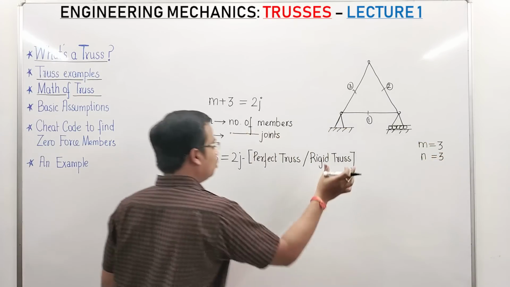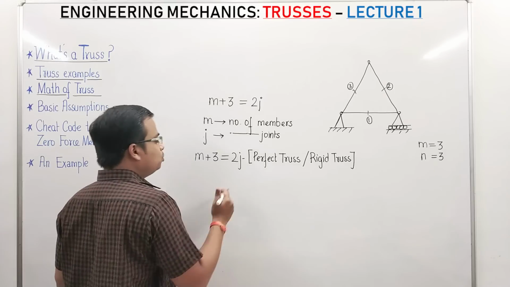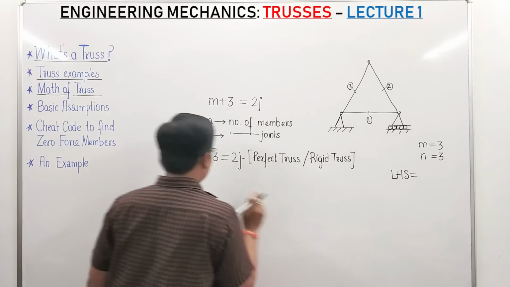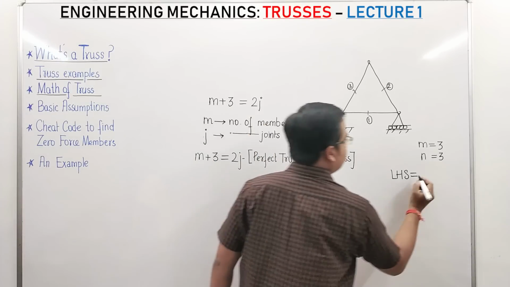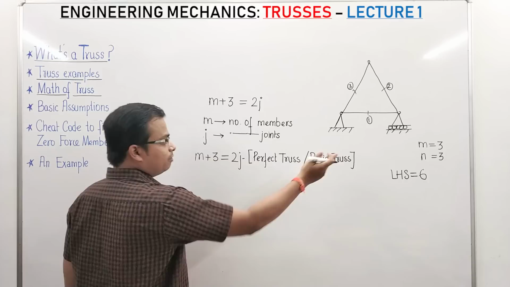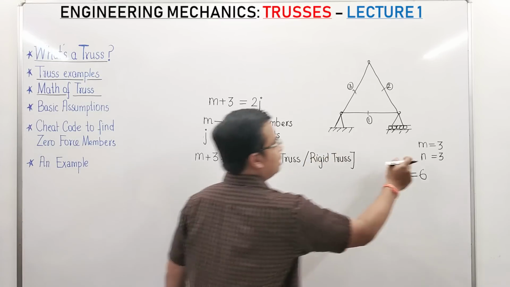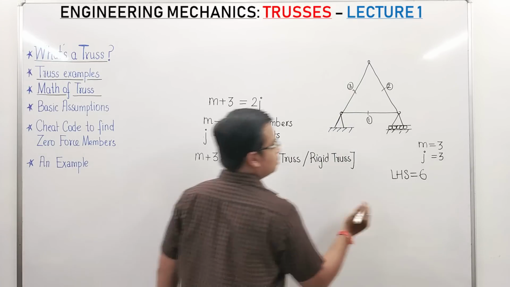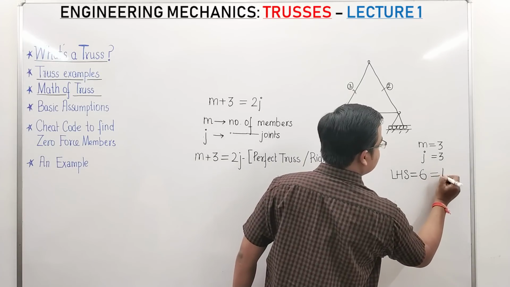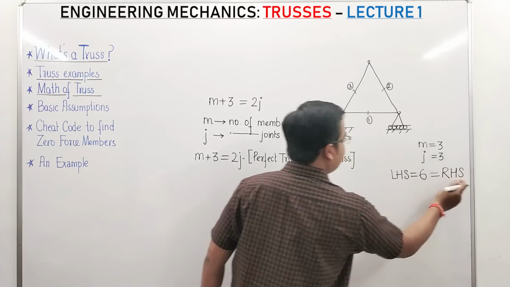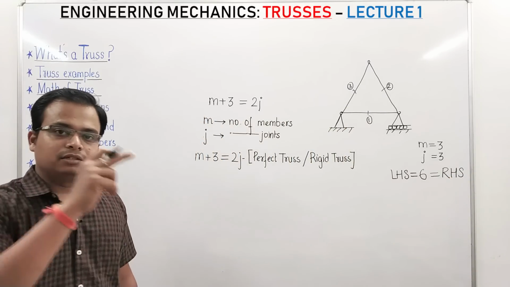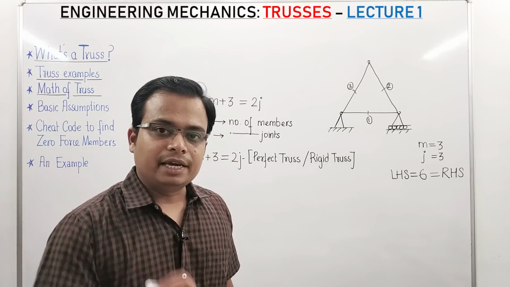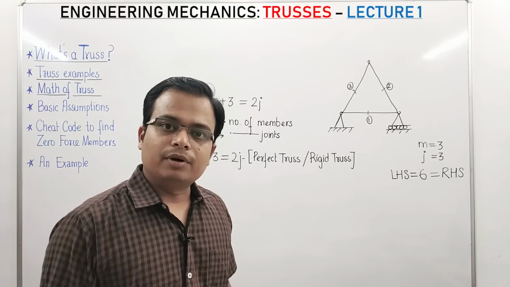Just try to plug in all these values into this equation. If you do so, in that case, LHS is equal to how much? M, that is 3. 3 plus 3 is 6. LHS is going to be equal to 6. And if you put that value of J over here, not N, this is M, this is number of joints, that is J. So 3 times 2 is 6. So LHS is equal to 6 and RHS is also equal to 6. So when LHS is equal to RHS, then that is the case of a perfect truss. Then that is the case of a rigid truss.